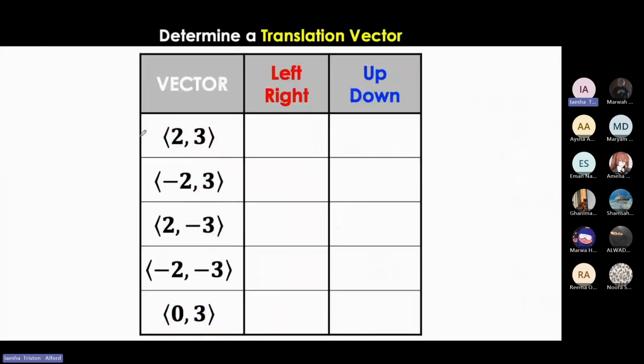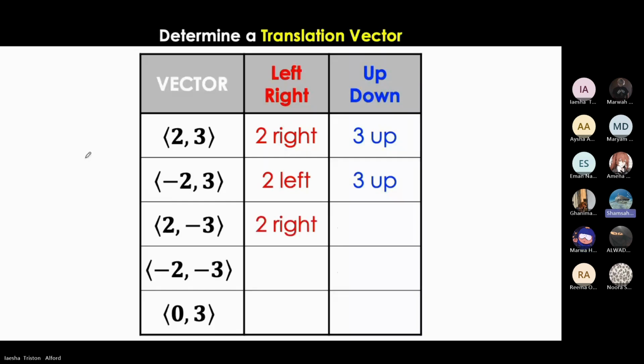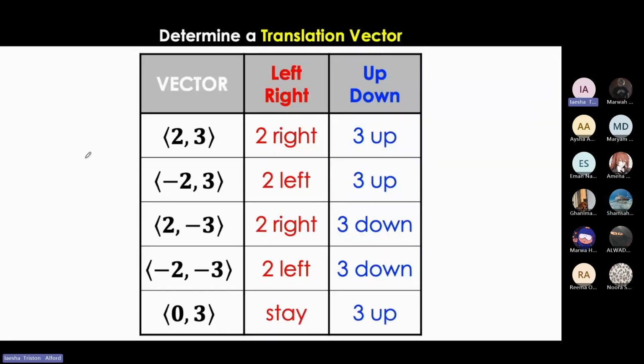This one. Here's the vector. What's the movement? 2 right, 3 up. The next one. 2 left, 3 up. What's the next one? 2 right, 3 down. Next. 2 left, 3 down. The next one? Stay and 3 up. All right, so good. You can understand the vector, right?